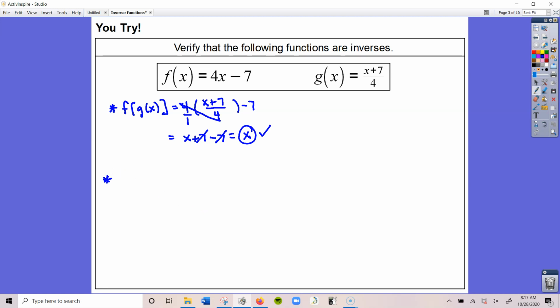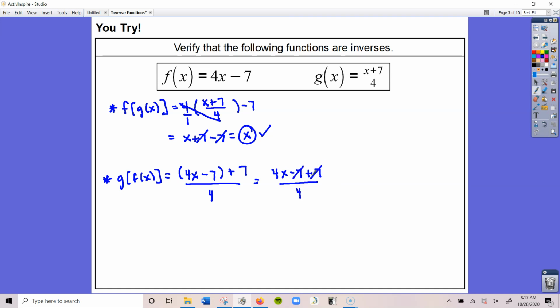Now I'm going to do g of f of x. So I'm going to copy down g, so x plus 7 all over 4. And in here, I'm going to write f, which is 4x minus 7. Since I can't do anything in this parentheses, we can basically just remove them. So 4x minus 7 plus 7 all over 4.